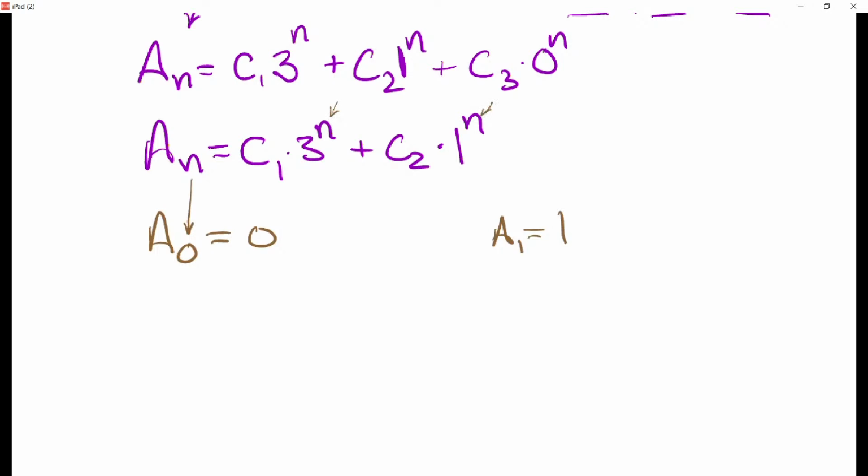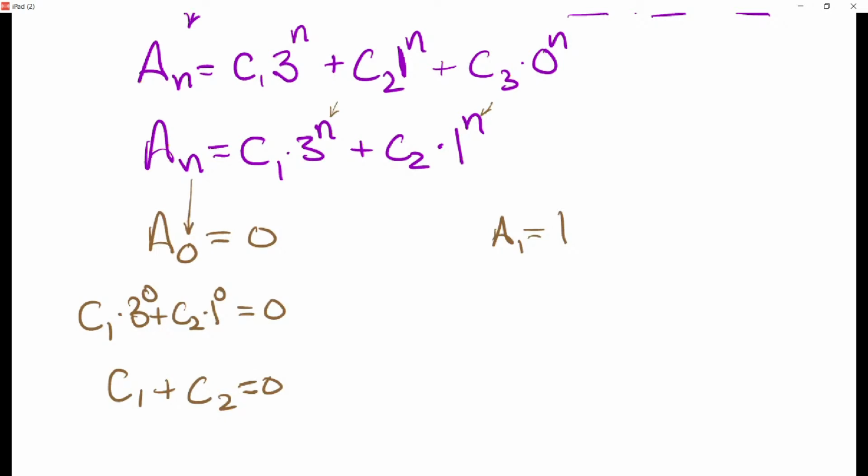So what that's going to do is I'll get C1 times 3 to the 0 plus C2 times 1 to the 0. Sarah, you know what 3 to the 0 is, don't you? 1. Yeah, it's just 1. So this is going to be C1, and of course 1 to the 0. 1 to any power is just 1. Well, look at that.